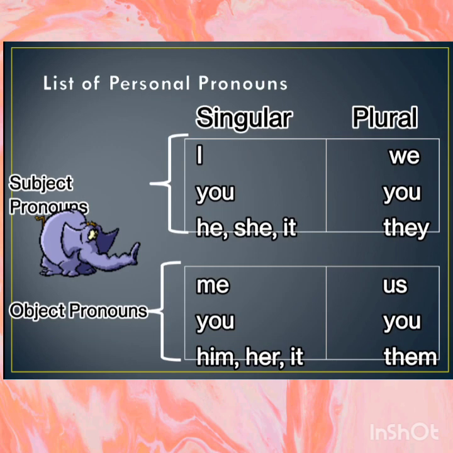List of personal pronouns. Subject pronouns: singular I, second person you, third person he, she, it. The plural of I is we, the plural of you is you, and the plural of he, she, it is they. Now the words which we use as object pronouns: me, you, him, her, it. For plural, instead of me, us will be used; instead of you, you only will be used; and for him, her, it, them will be used.